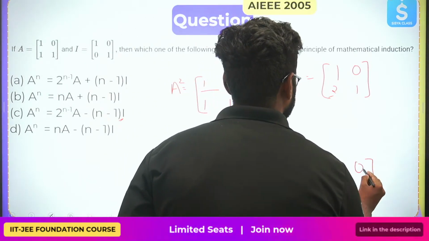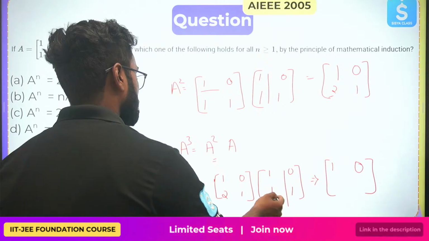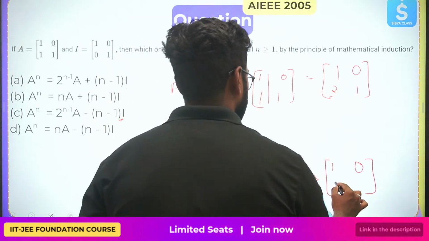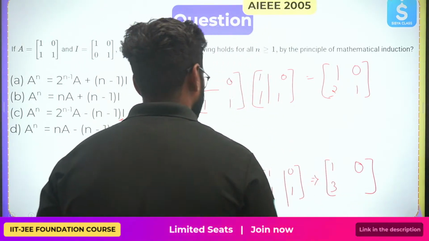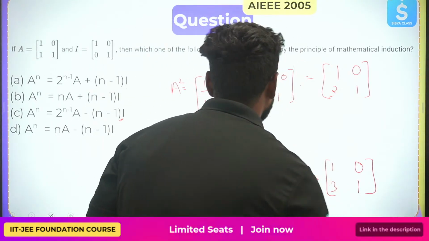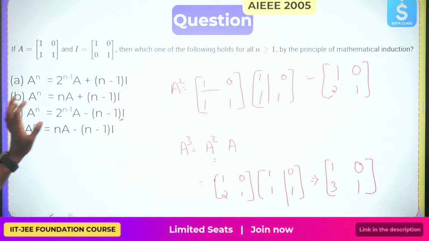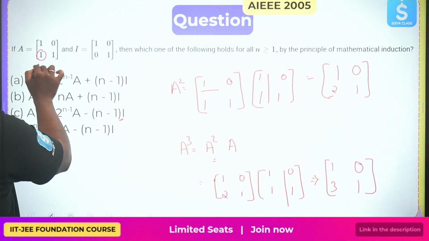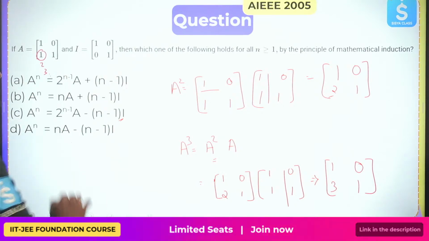Then I'll take this row. 2 into 1 is 2 plus 1 into 1 is 1, that is 2 plus 1 is 3. Finally, 2 into 0 is 0 plus 1 into 1. You can see this, right? For A1 I have 1 here, for A2 I have 2 here, for A3, 3. So this is continuing.